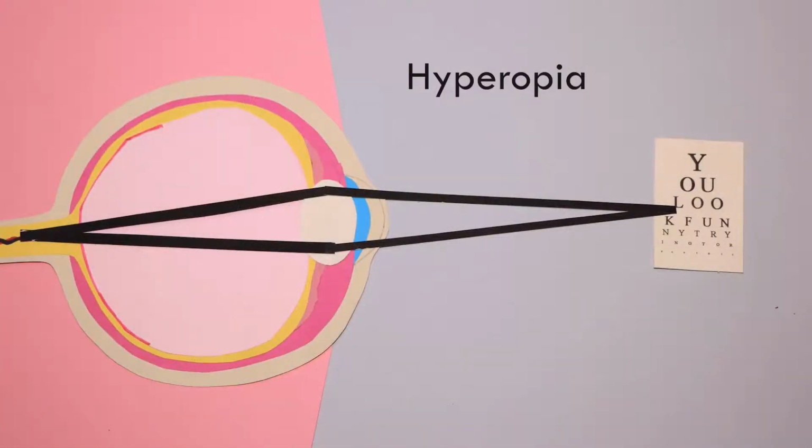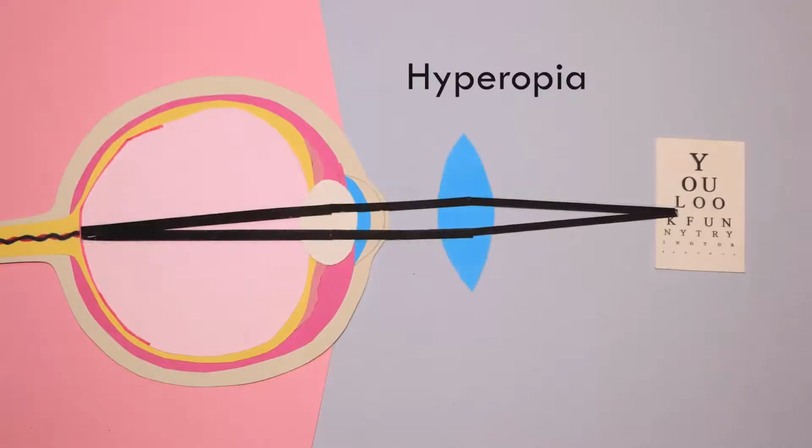Hyperopia, more commonly known as long-sightedness, produces the opposite effect, resulting in objects focusing behind the retina. To correct this, a convex lens is worn to increase refraction before light hits the cornea.